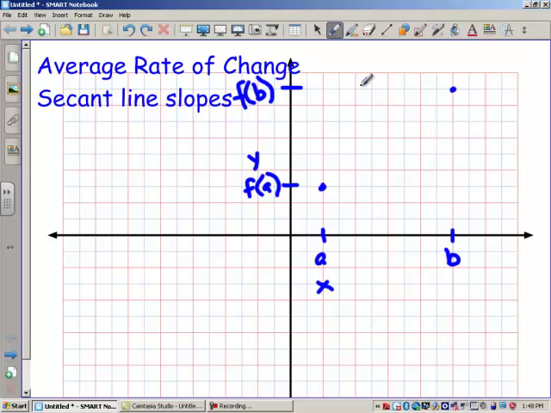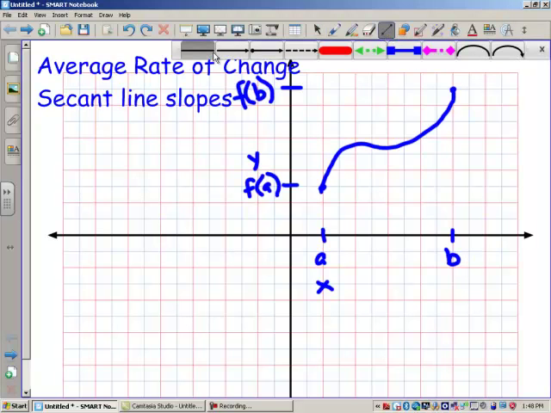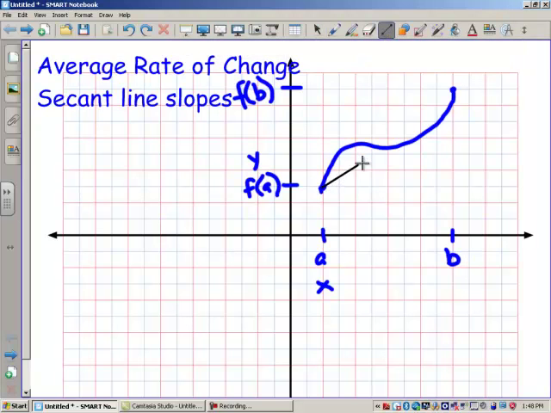Now, if I were to connect these two dots, it doesn't really matter how, let's just say that was my graph. When we connect these 2 points in a straight line, this is going to be called a secant line. So let me just show you this right here. The slope of that line in black is going to be called, sorry, the average rate of change of our function. So we're just connecting the endpoints and finding the slope of that line, and that's like the average slope of this graph.